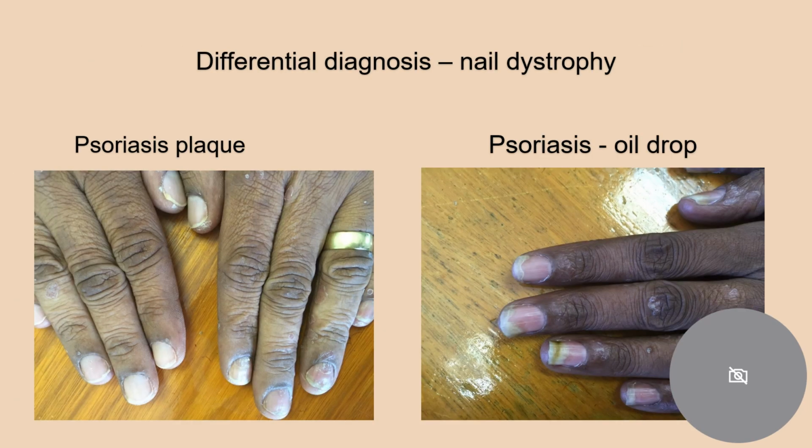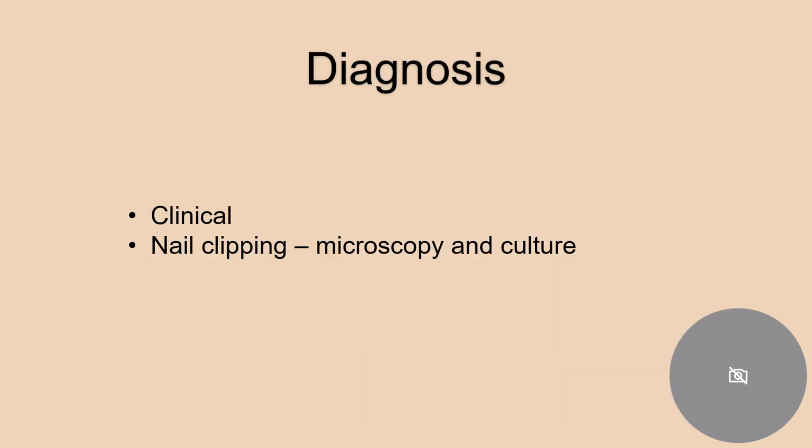The differential diagnosis includes psoriasis, which we can differentiate from onychomycosis with pitting on top of the nail. You may also find actual psoriasis plaques, which would give you a clue, and then you can see this salmon-colored or yellow oil drop discoloration of the nail. The diagnosis to differentiate would be by taking some nail clippings and looking at them underneath the microscope, where you would visualize hyphae and spores.